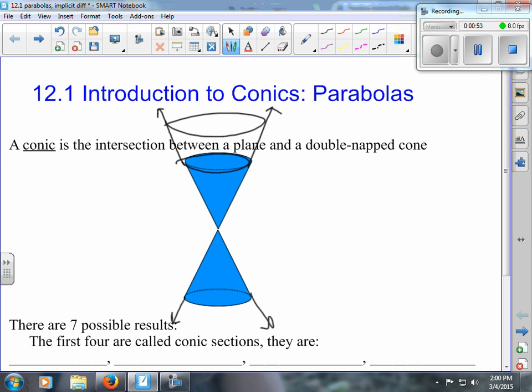Okay, so if I take a plane and I chop like a knife and I cut through this double napped cone, then what kind of result can I get? Well, if you cut through at an angle that's not very steep, one thing that you can get is this shape right here, which is an ellipse. And so one of the things we're going to study is an ellipse. If, however, you cut through at a little bit of a steeper angle, then you're going to hit here like this, and then that's going to extend forever in both directions, and that would be a parabola.